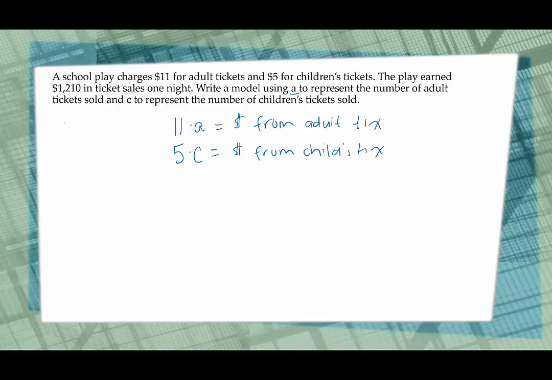Okay, and what else do we know? We know that the total sales earned was $1,210, so we're going to say the money made from the adult tickets plus the money made from the children's tickets is equal to the total amount, and that would be our setup for this particular equation.